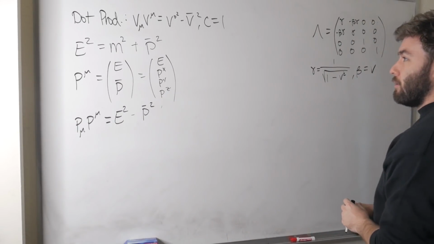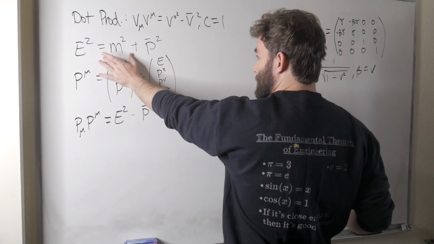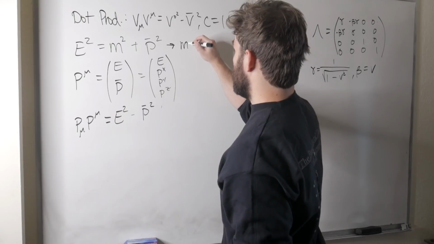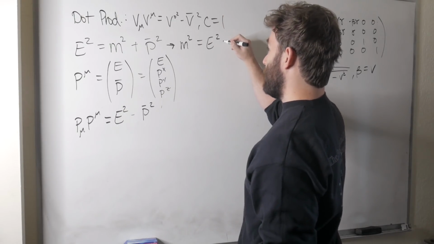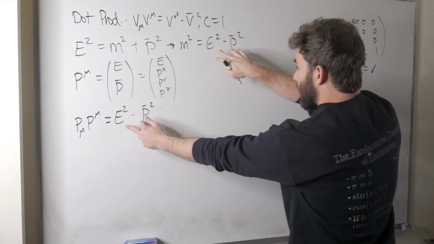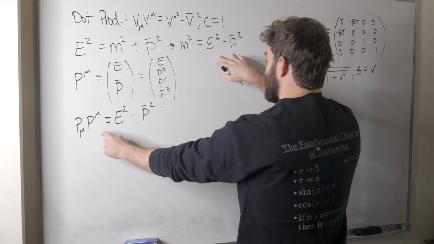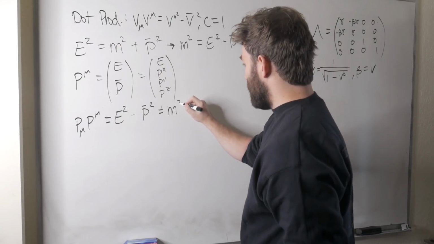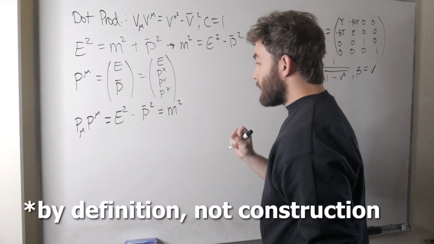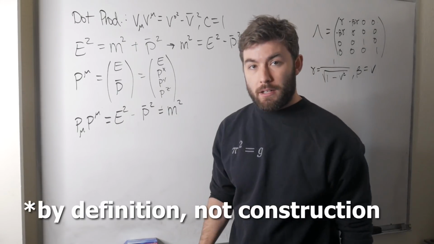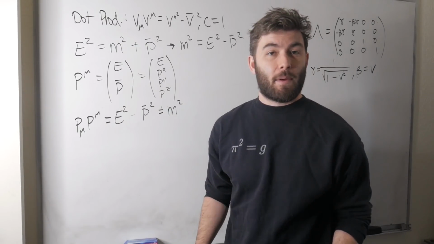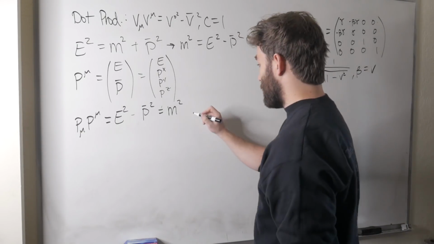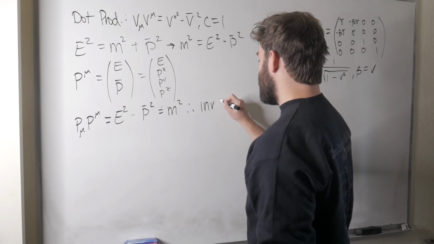Okay, so if we look at this equation here, Einstein's relation, if we subtract the momentum term over, we get that the mass squared is equal to E squared minus p vector squared. But that's exactly what the dot product of the 4-momentum with itself is. It's just this quantity here. So this whole thing is equal to m squared. And this by construction means that m is an invariant quantity. It does not change. It does not depend on your reference frame, and equivalently, it does not depend on your velocity. So it is invariant.